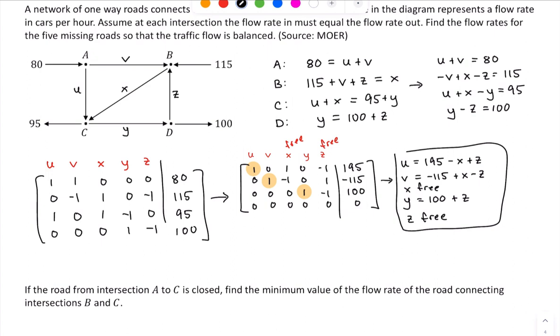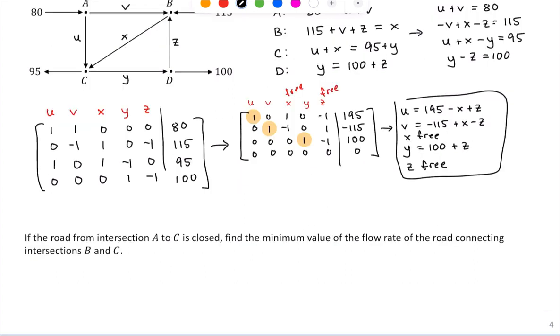Now we do have to take into account that x, y, z, u, and v all represent positive flow rates. Therefore, there are some limitations on what I can choose. I'm not free to choose negative values for x and z, for example, and I also have to refrain from choosing positive values for x and z that might lead to negative values for the other three variables.